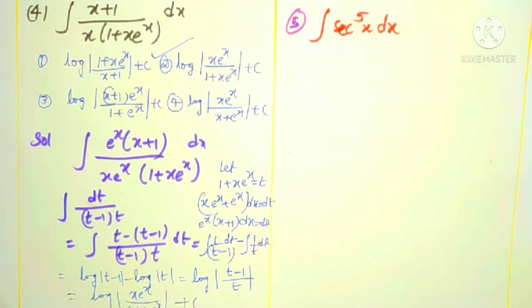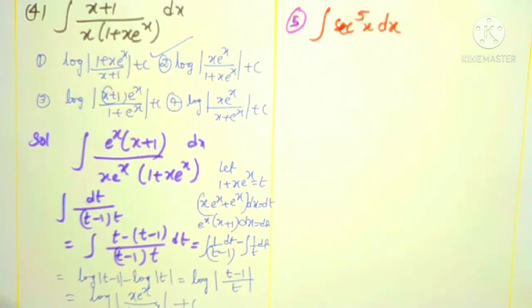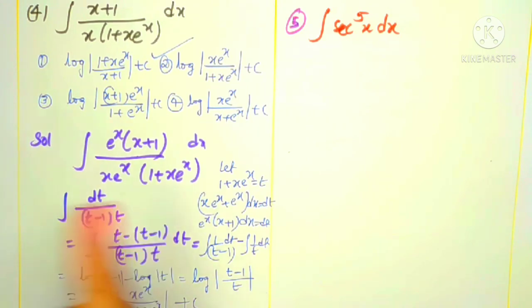One is secant, another is cosecant, also given. This means the reduction formulas are important. I didn't write the options here because they are lengthy. How can you find this integral? For this you have to know what a reduction formula is.